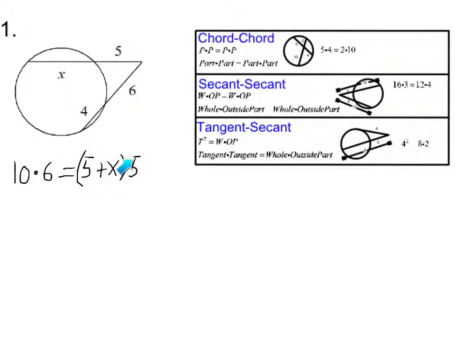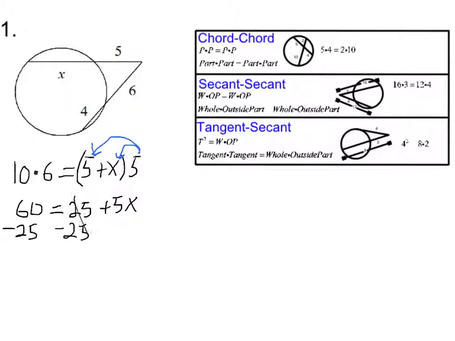I'm not going to repeat that every single time in the next couple of examples, but we do have to remember it when we write it down. Now the next thing is to remember to distribute: multiply there and multiply there. So 6 times 10 is 60 equals 25 plus 5x. Subtract your 25 from both sides. It cancels out over here. We get 35 equals 5x. Divide by 5 and we get x equals 7.